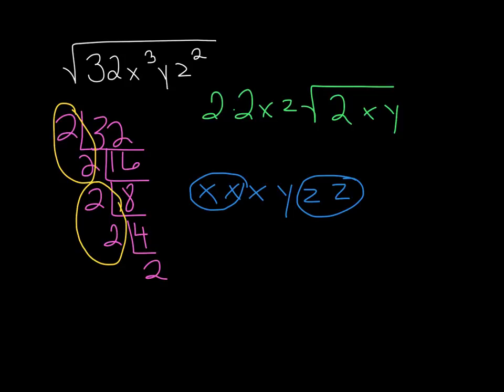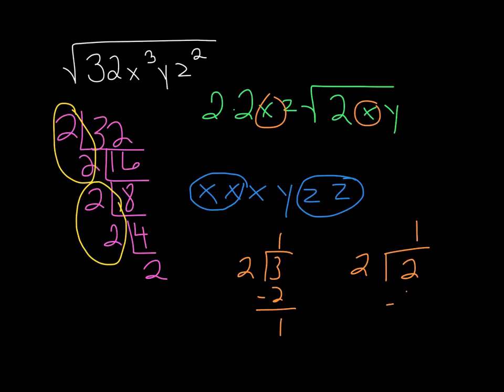Another way to look at it, like with the numbers, is to divide. X cubed means you have 3 x's, so do 3 divided by 2. This will help you figure out how many pairs there are. So 2 goes into 3 one time, which means there's one pair that comes out. And then you have one remainder, which is the one that stays inside. And then with the y, you only have one. That's not enough to make a pair. So just leave the y inside. And then z squared is 2. So 2 goes into 2 one time. And there's no remainder. So 1 comes out, and there aren't any left inside.